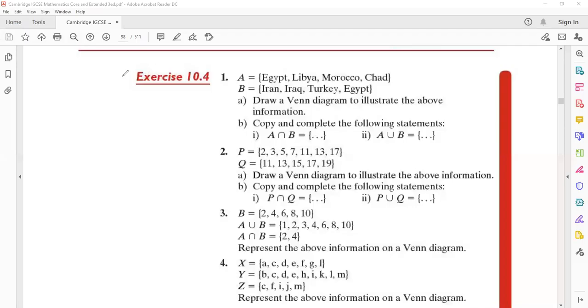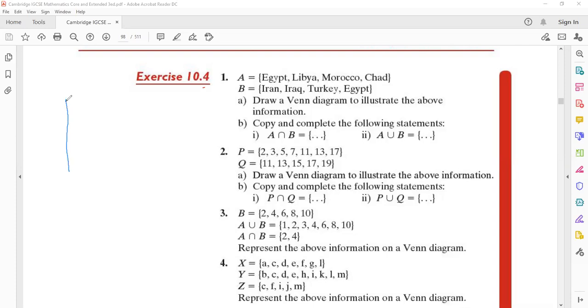Okay, now we start exercise 10.4. In the previous session, we were talking about how to get all those values. Now you have to draw a Venn diagram from the information. It's just a reverse process. So let's start with an example so you'll get a clear idea.